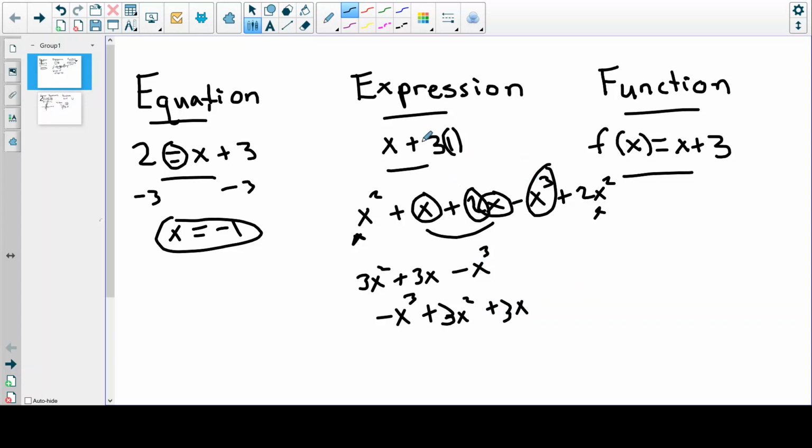So that's basically whenever you see an expression, they're going to want you to simplify it. There's really nothing you can solve for because there's no equal sign. So the big indication of an expression is that there's no equal sign.